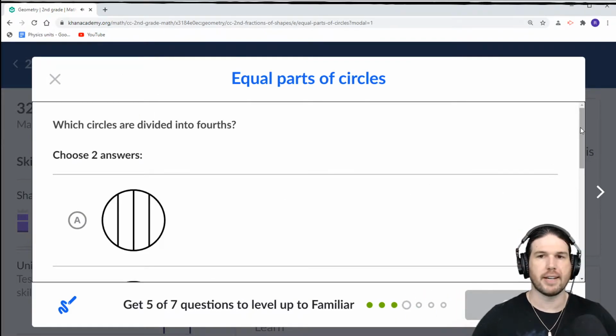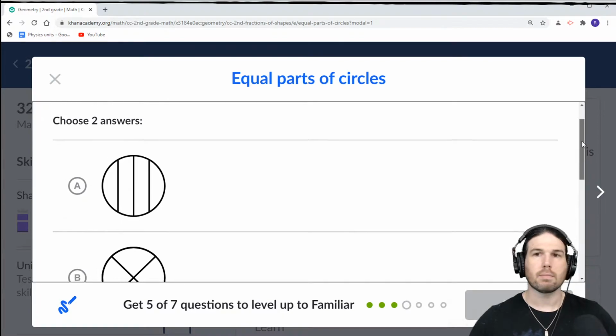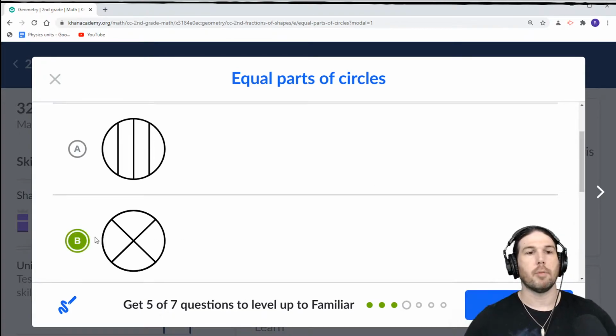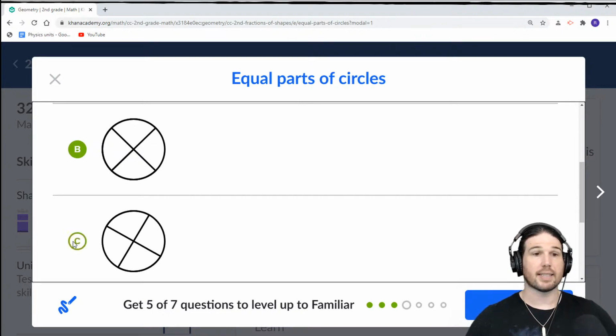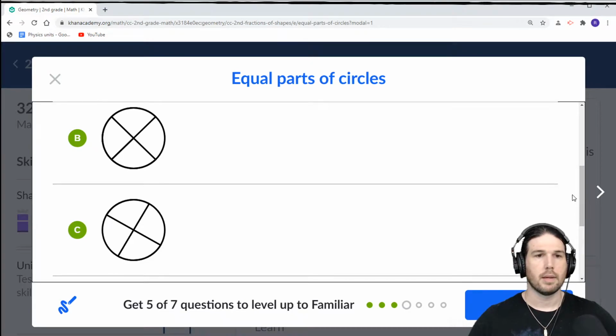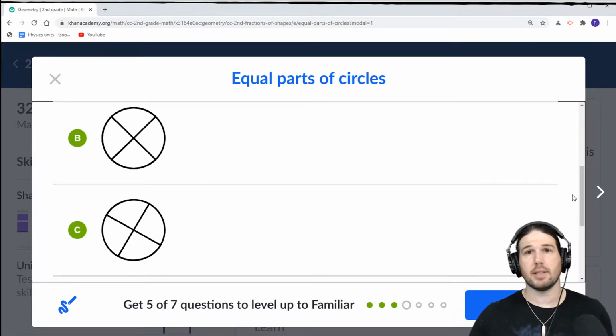Which circles are divided into fourths? Again, A looks like it might be, but it's not because the pieces aren't equal. But B is cut into 4 equal pieces. C is cut into 4 equal pieces. And that's it. So again, we are discussing unit fractions like 1/2 or 1/3 or 1/4.